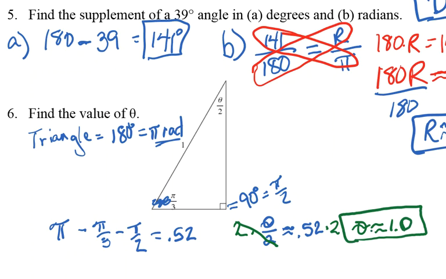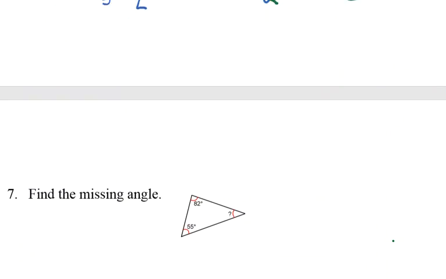Now, if I would have rounded to 2 decimal places, it would have been 1.05. Unless they tell you what to round to, you get to make your own choice. Just make sure you round appropriately. Okay, so we made that problem work.